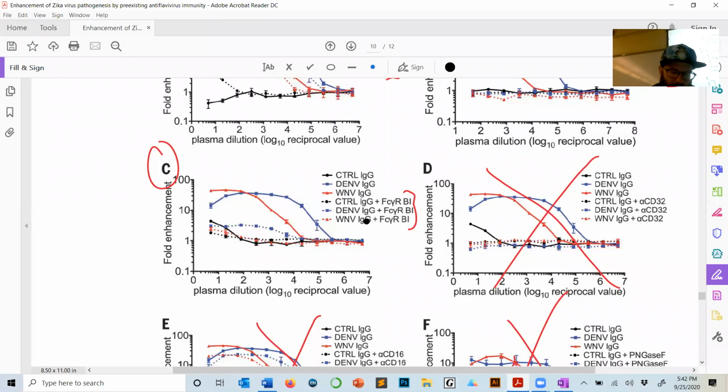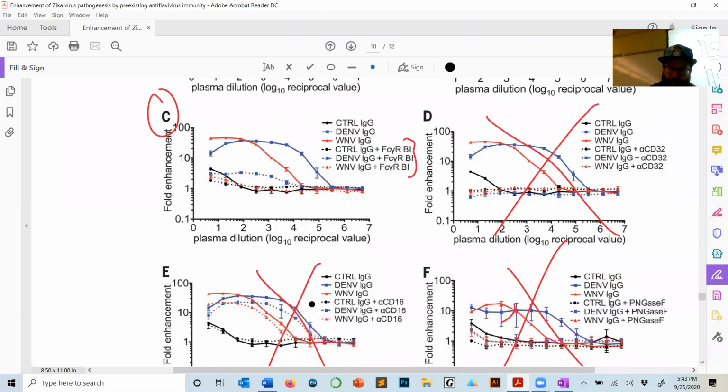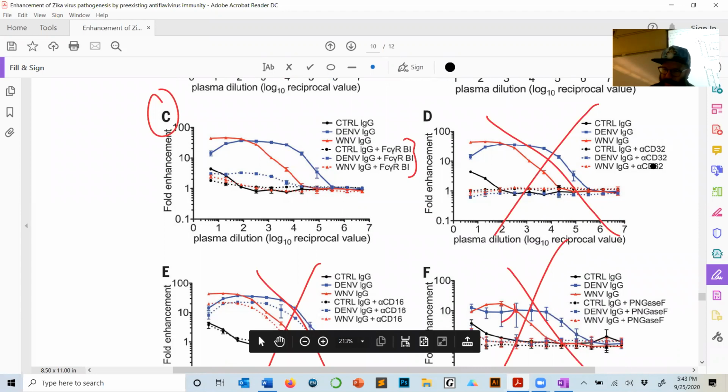Wait, are they removing it? This looks normal. This looks normal. It's enhanced. Here they're adding. Interesting. So it looks like when they add IgG plus the receptor, it's not sufficient to produce that result. So that would suggest that there is something else that's required. And that would explain why they go into D, E, and F, testing these other things.